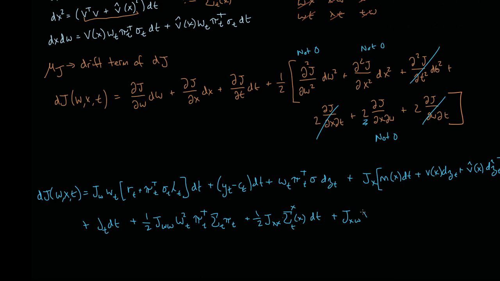And that one is v of x wt pi t transpose sigma t dt plus v hat of x. There should be a bracket here. V hat of x wt pi t transpose sigma t dt. Okay, not the most beautiful thing in the world.